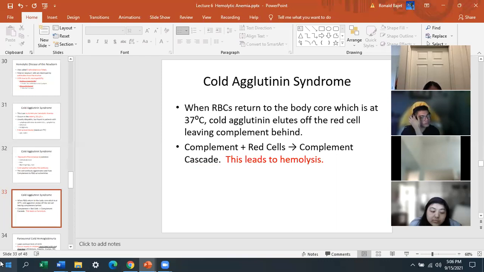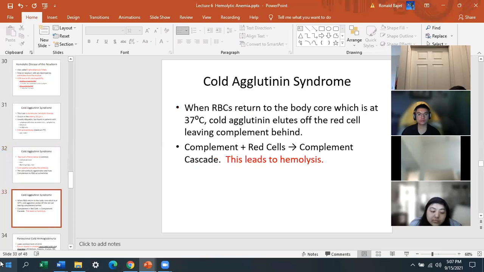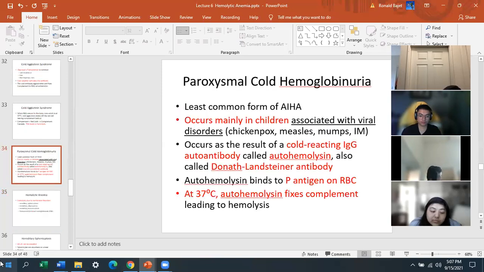So it starts off in the extremities. The cold antibody will bind the complement at the extremities, and then it's fine. But when it circulates to the core of the body at 37 degrees, the cold agglutinin elutes off, releasing the complement, and the complement will now bind the red blood cells and activate the complement cascade, and that's going to lead to hemolysis. And that's cold agglutinin syndrome.